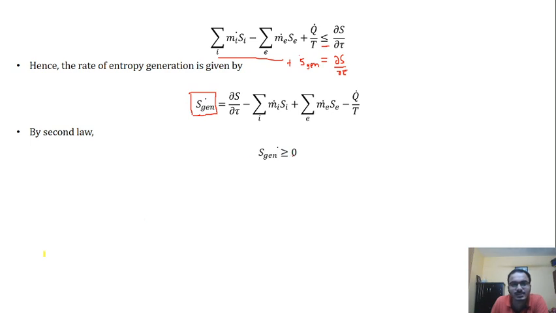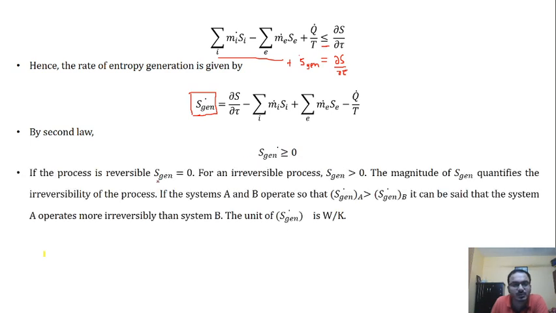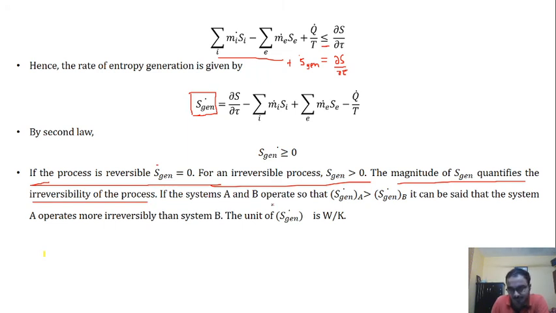By the second law we can say that S dot generation is always greater than or equal to 0, and if the process is reversible, then S dot generation is 0. For irreversible it is greater than 0, and the magnitude of S generation quantifies the irreversibility of the process. The same thing we studied in our previous theory. If systems A and B operate so that S generation A is greater than S generation B, both in rate form, then system A operates more irreversibly than system B. The unit of S generation is watt per Kelvin.